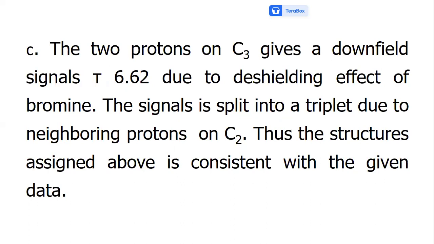The two protons on C1 give a downfield signal, tau value 6.62, due to the deshielding effect of bromine. The signal is split into a triplet due to neighboring protons on carbon 2. The structure assigned above is consistent with the given data.